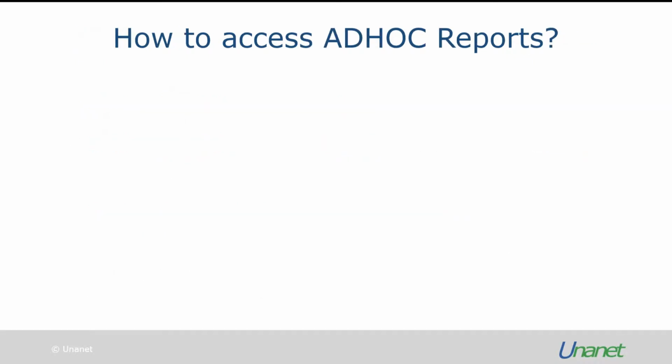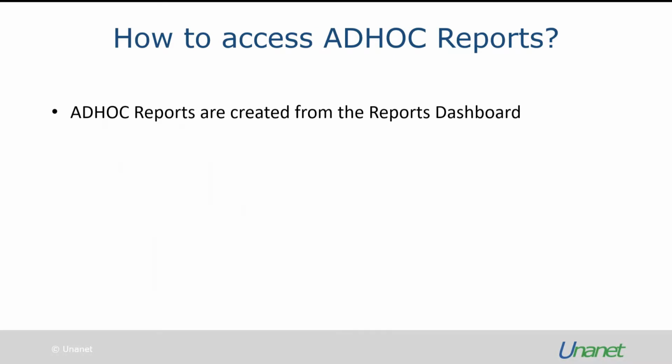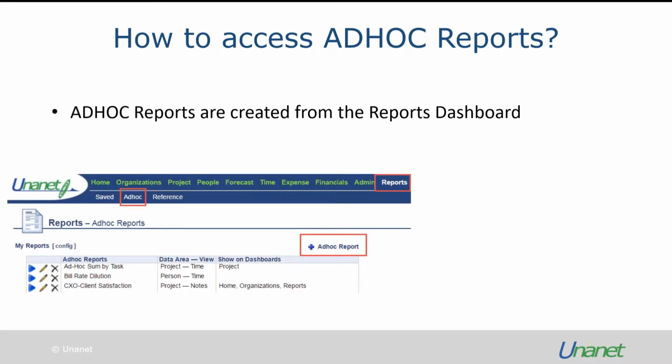So, talking about accessing them, how do we access the ad hoc reports? Well, they are found on the reports dashboard. If we were to go and look at the reports dashboard, we would see that ad hoc is in this little submenu area. So that's where we would access it. And by clicking on the plus ad hoc report, you're able to create one.